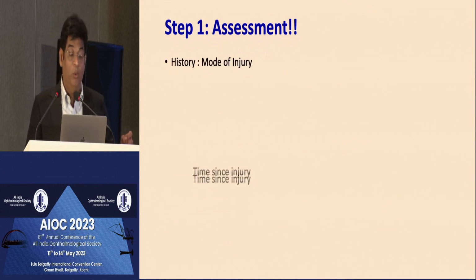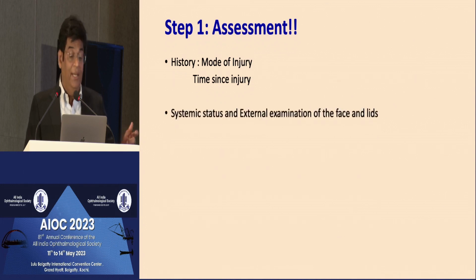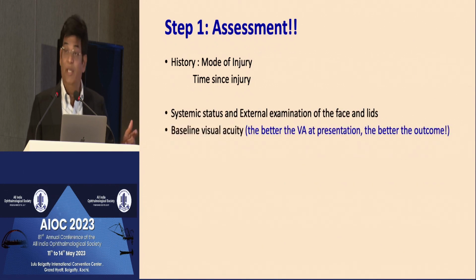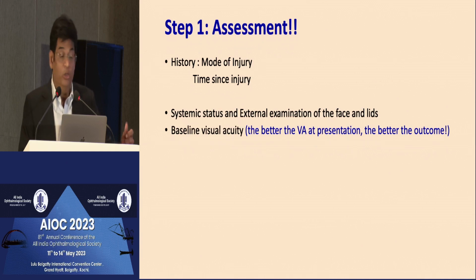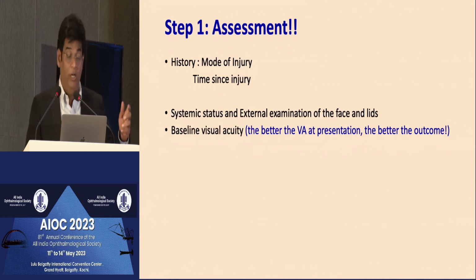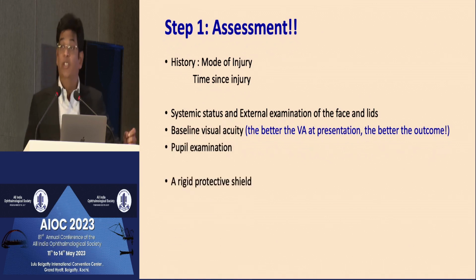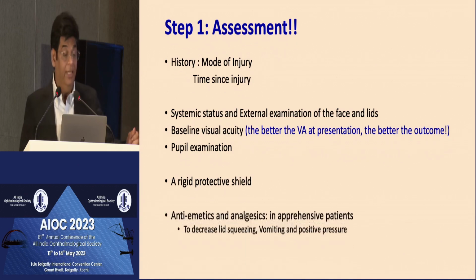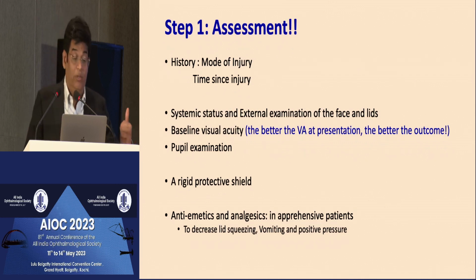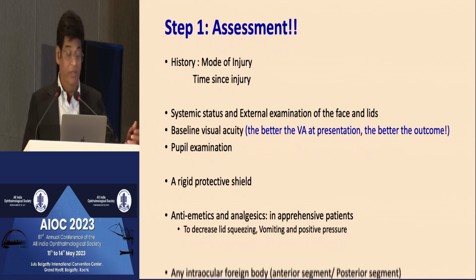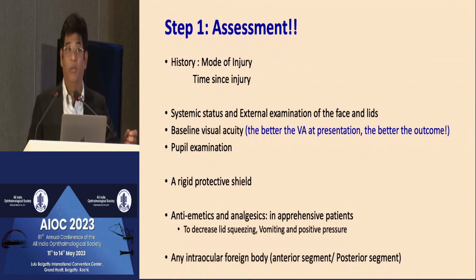We need to note the mode of the injury, the time since the injury, the systemic status, and the external examination of the face and lids, and also the baseline visual acuity, which has been correlated to a better outcome. The better the visual acuity at presentation, the better the outcome of the patient. Also, the pupil examination, and the patient should be given a rigid protective shield, and we should give antiemetics and analgesics in apprehensive patients to avoid positive pressure, lid squeezing and vomiting in these patients. These are small but very important things when it comes to ensuring good outcomes in these patients.